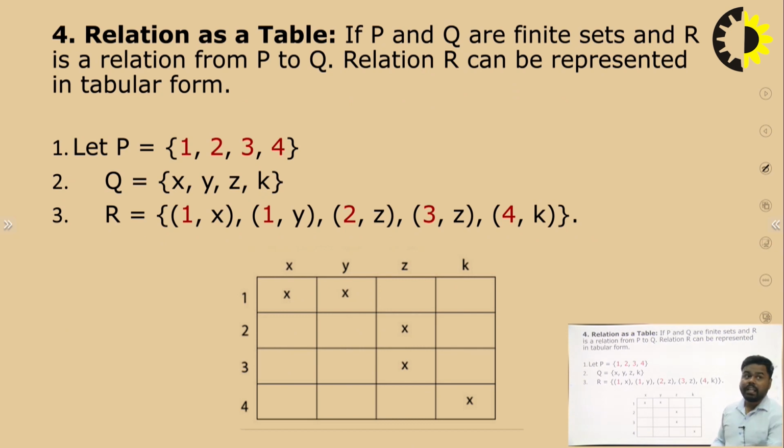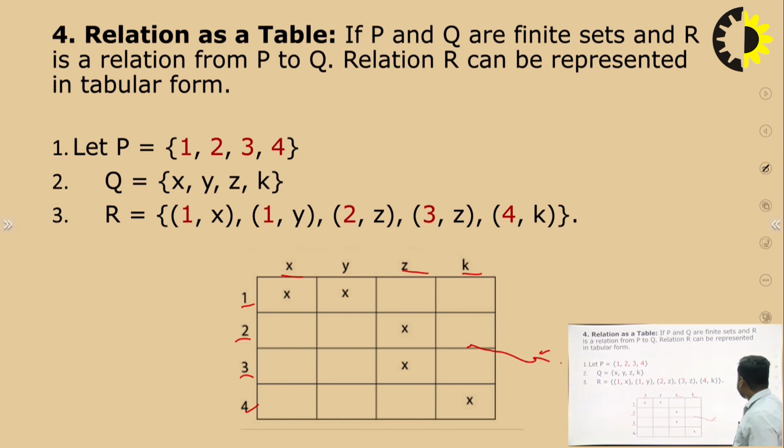Now the last type, relation as a table. It is the same as relation as a matrix. I have taken P and Q as finite sets, and R as a relation. So how do we represent our relation as a table? We create a table with 1, 2, 3, 4 and X, Y, Z.